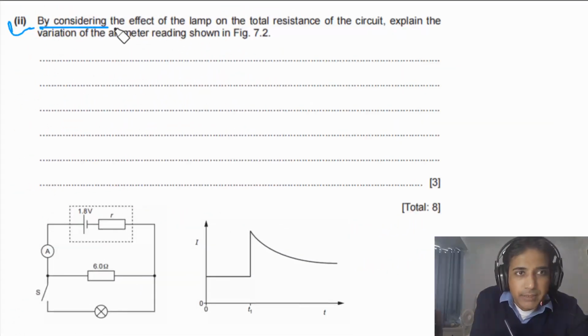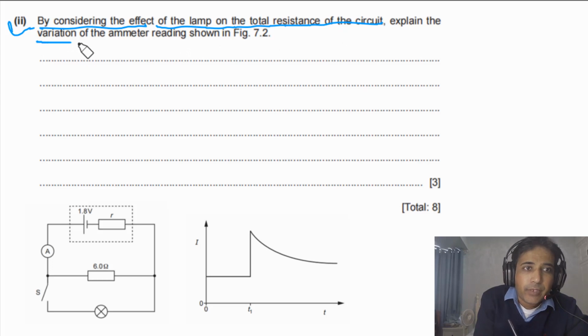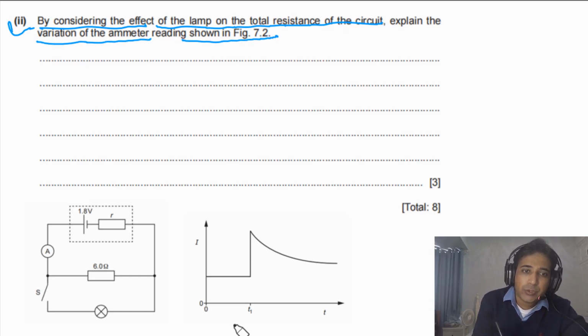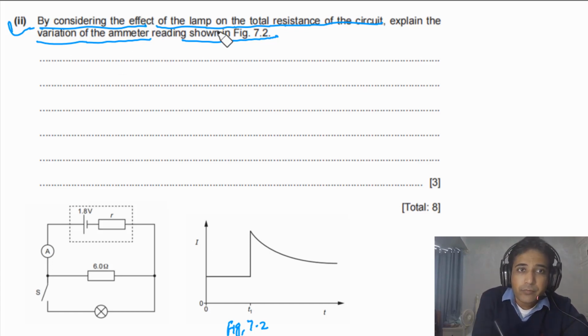The second part says by considering the effect of the lamp on the total resistance of the circuit, explain the variation of the ammeter reading shown in figure 7.2. So this is our figure 7.2, and it is given to us. You can also take this one as a hint: considering the effect of the lamp on the total resistance of the circuit.